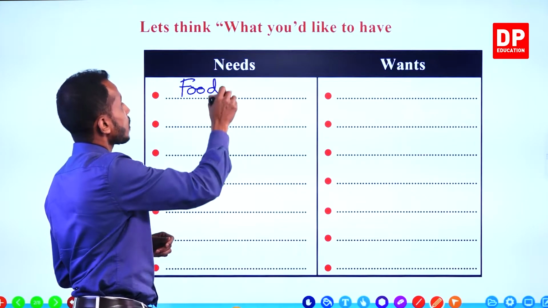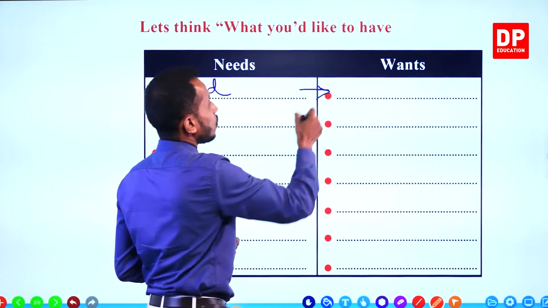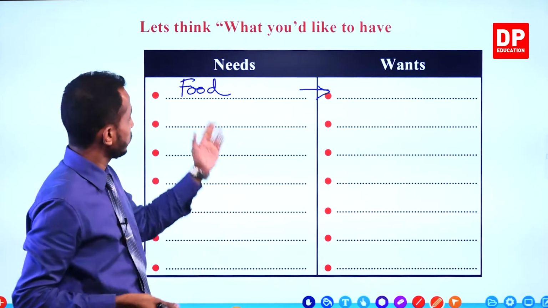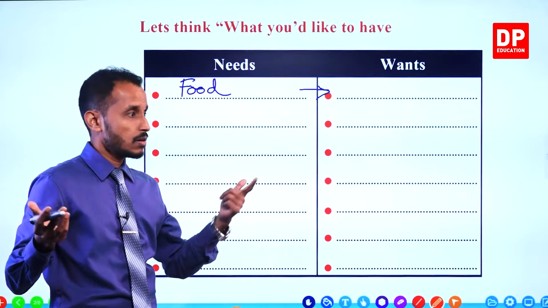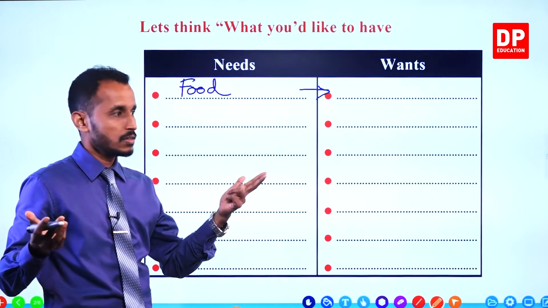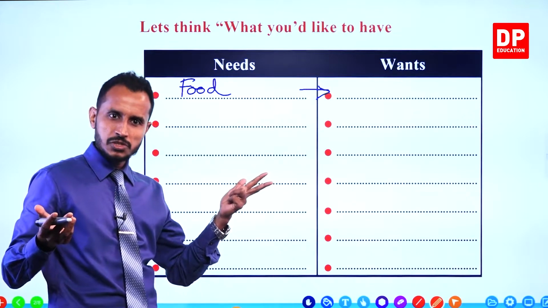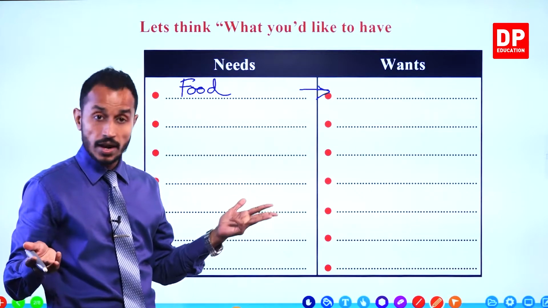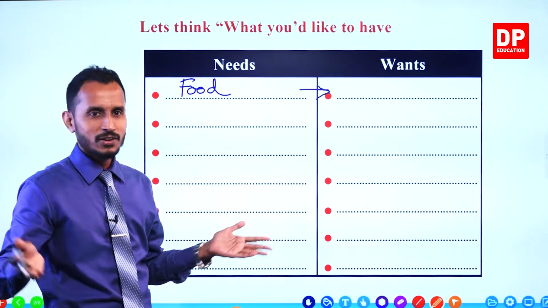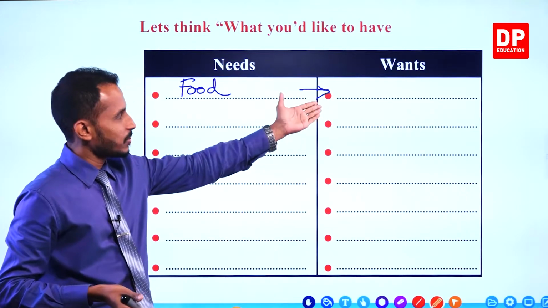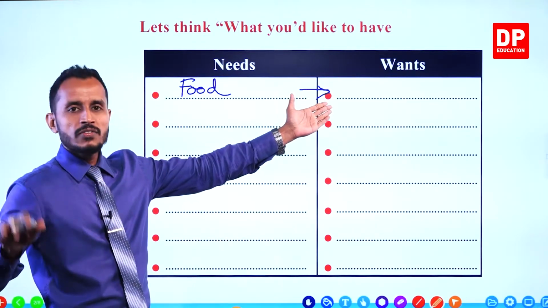Food. What do you like to have for food right now? Pizza? Spaghetti? Maybe a juice? Rice? Dosa? A variety of things, children. You can write whatever you want.